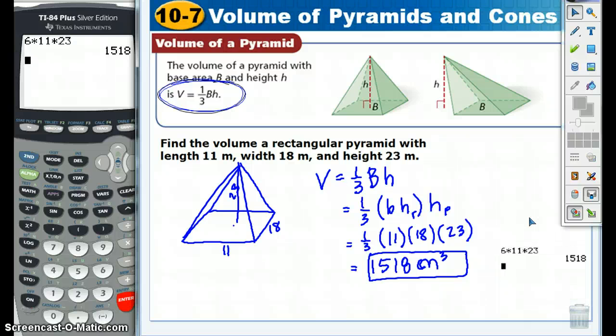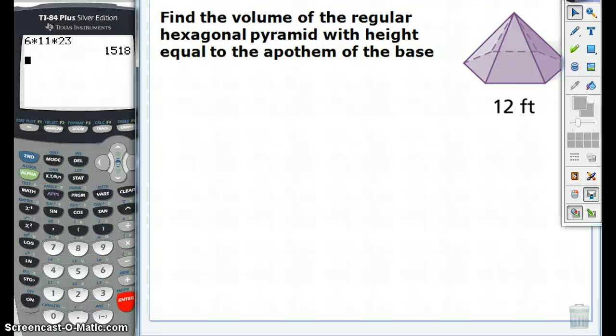So that's finding the volume of a pyramid. The key thing here is that we need to make sure that we use 1/3 the area of the base, because you can fit 3 pyramids in one prism with the same base and same height. All right, let's move on.